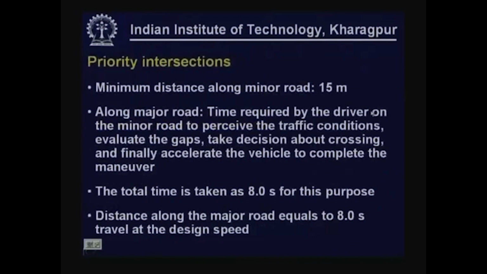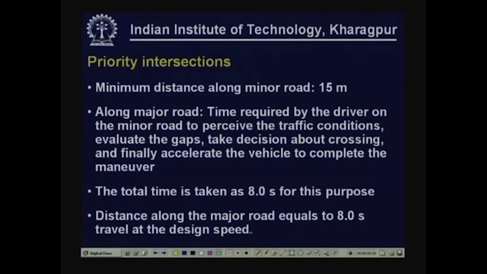For priority intersections, we have to find out the minimum distance along the major road and the distance along the minor road to get the required side triangle. The minimum distance along the minor road as per IRC is recommended as 15 meter for design purpose. For all priority intersections, this is 15 meter.